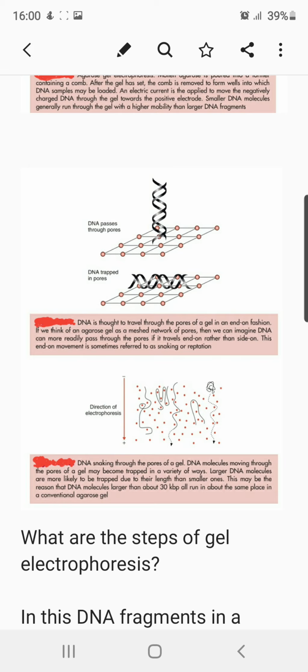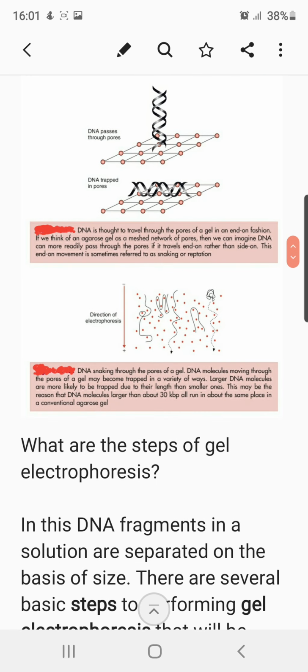Larger DNA molecules are more likely to be trapped due to their length than the smaller ones. This may be the reason that DNA molecules of larger molecular weight, approximately 30 kilobase pairs, run in the same place in a conventional agarose gel. So this is the reason why DNA molecules of low molecular weight are able to move through the agarose gel very easily, and they are able to cover the distance from the wells.